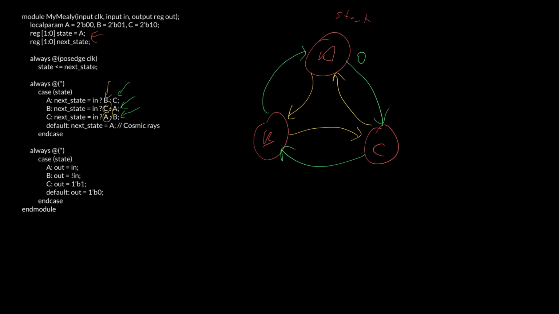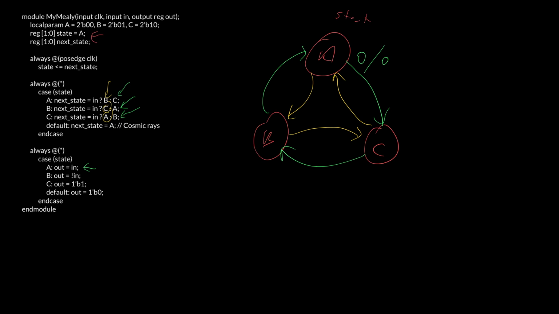What about the output? Well, because it's a Mealy machine, the output gets associated with the transitions. So if I'm in state A and the input's a 0, then we see that we move to state C, but what's the output? If I'm in state A and the input is a 0, then the output's going to be a 0.